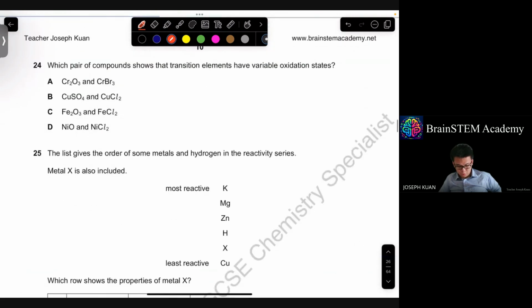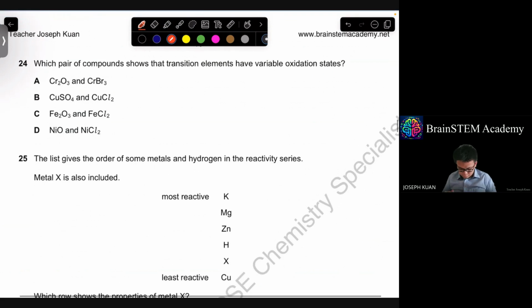Okay, move on. Which pair of compounds shows that transition elements have variable oxidation states? So if we analyze, chromium for both cases has +3, copper for both cases has +2, iron for the first one is +3, but for the second one is +2. So C is the answer. For D, it's +2, +2.